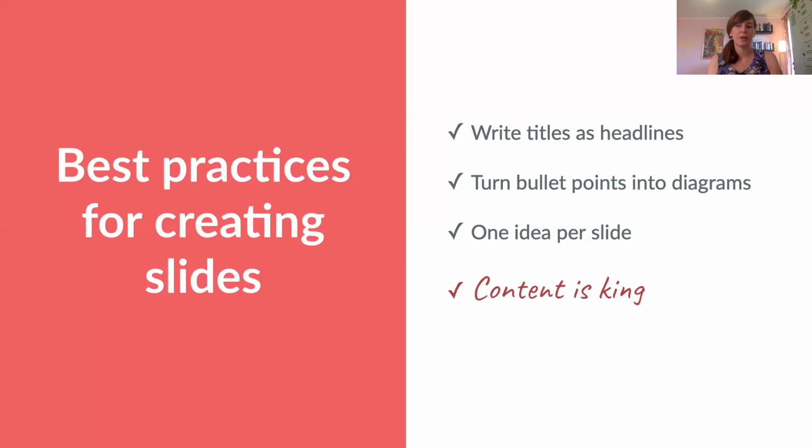Number 2, turn bullet points into diagrams. The last thing any of us want to see when we open a pitch deck is a whole bunch of bullet points. It's almost like a document moment. We're going, I don't want to read this, right? Number 3, one idea per slide. Now you can have things that support that, but stick with one core idea per slide. And finally, content is king. What I mean by this is that you may have a visual that you love or that aesthetically you think looks really good, but if it doesn't drive home the message, the content, the idea for that slide, get rid of it. That needs to be your guide.